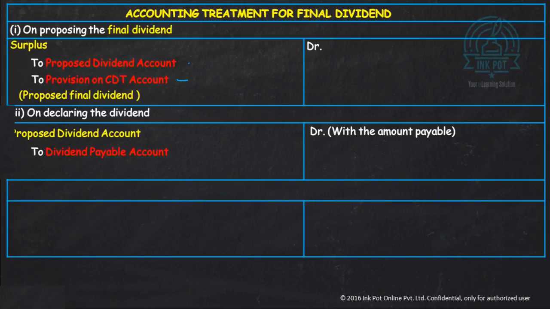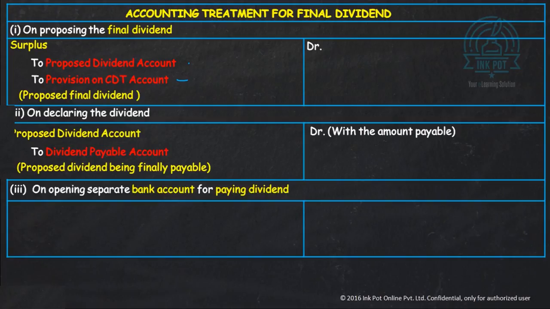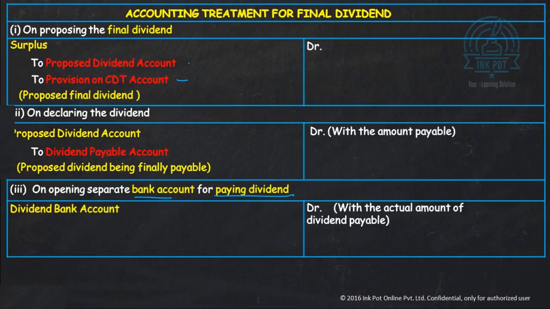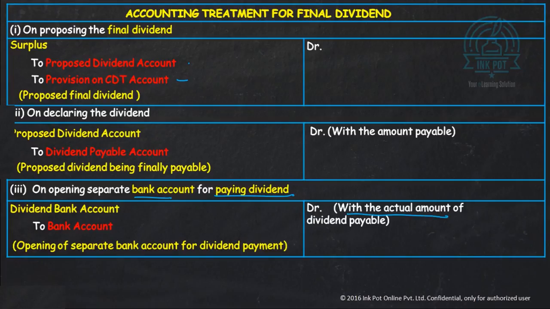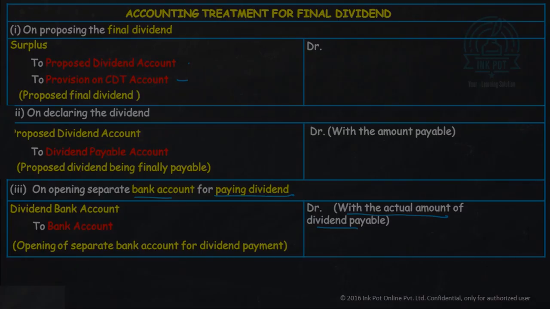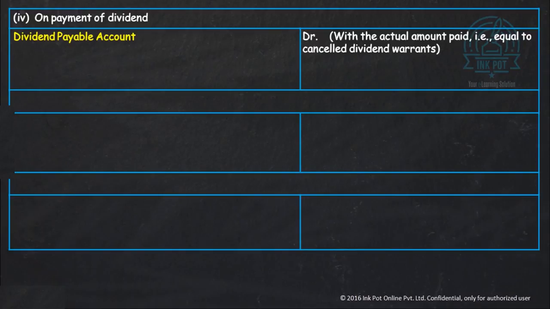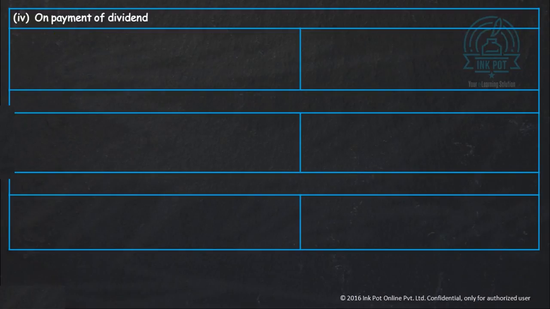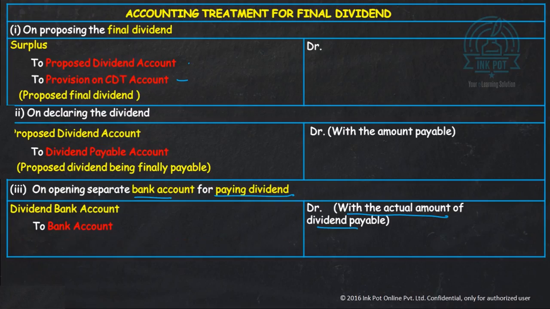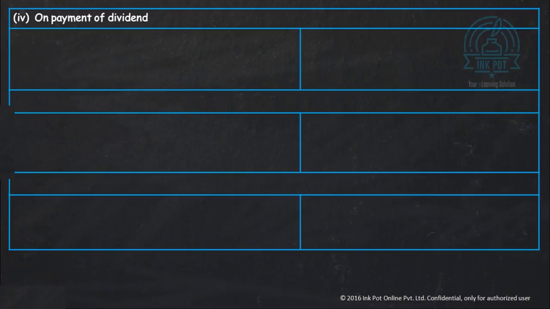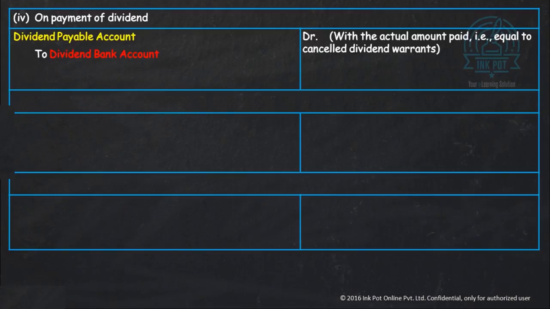Then when a separate bank account is opened for paying the dividend, the entry will be dividend bank account debit to bank account. The amount transferred is the actual amount of dividend payable to the shareholders. Payment of dividend: dividend payable account debit to dividend bank account, whatever the actual amount of dividend that is being paid.